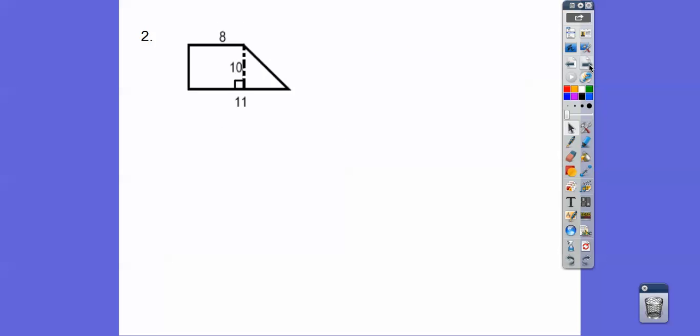All right, so here's another trapezoid right there. So this time the bases are 8 and 11 and the height is 10. Looks like this is not drawn to scale very well, because it looks like that 8 is longer than that 10. Anyways, it's not drawn to scale, but we can still do the formula. So there it is. We get 95 square units.